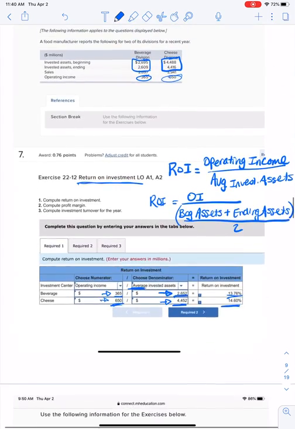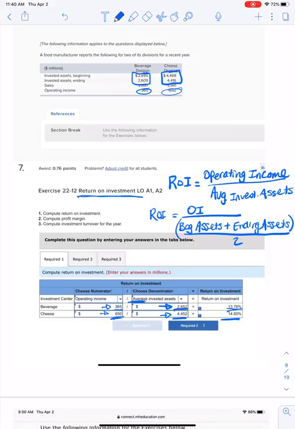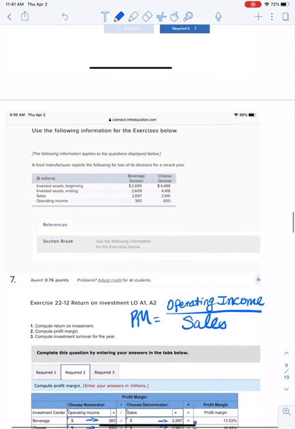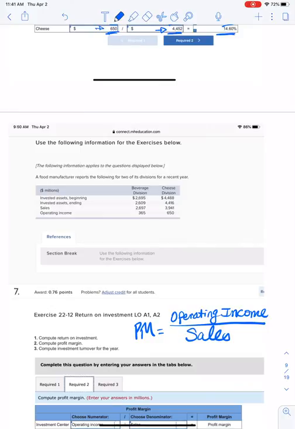In this question, when we calculated return on investment, on the bottom we used an average, average invested assets. But here, we didn't need average sales for profit margin. You say, well, why is that? I'll tell you the general rule. Now, there are some exceptions to this rule, but for the most part, this is the way it's going to work.